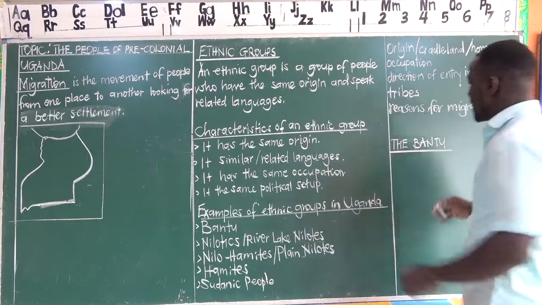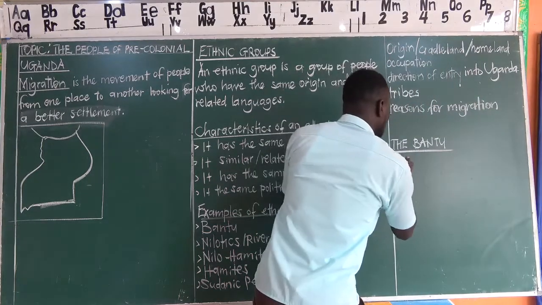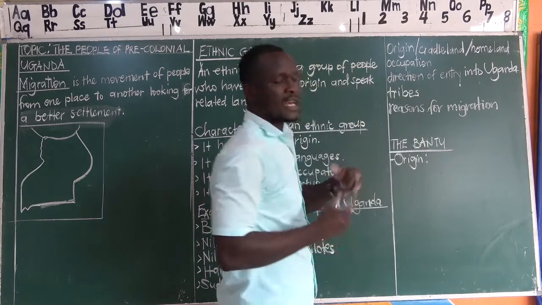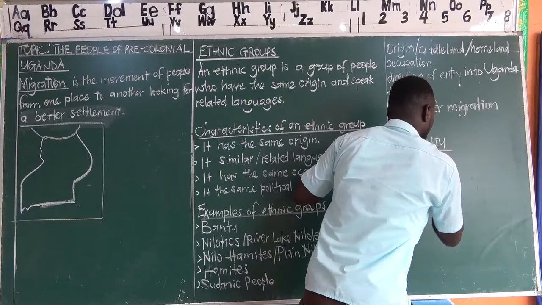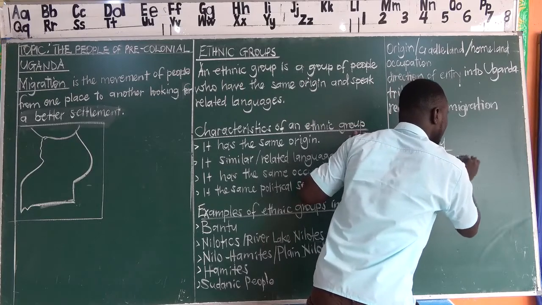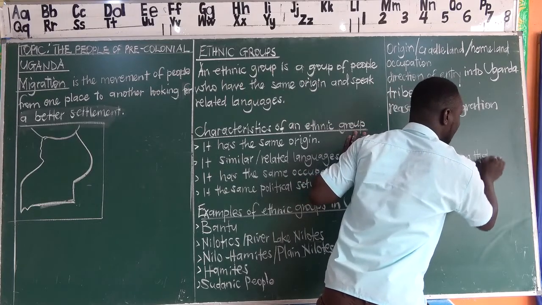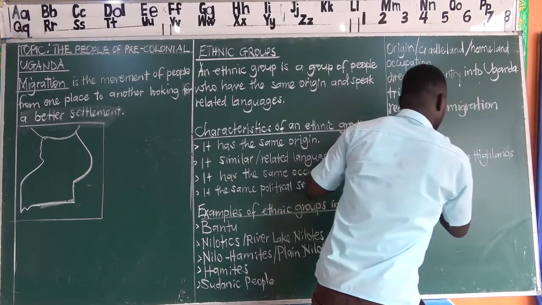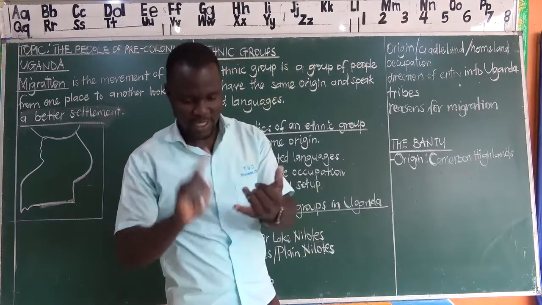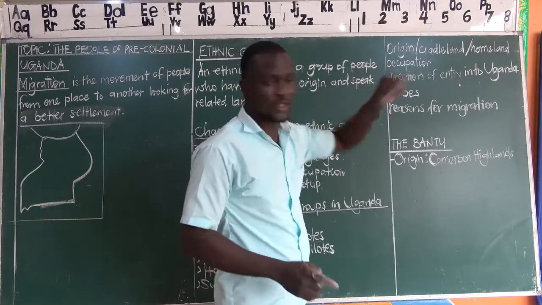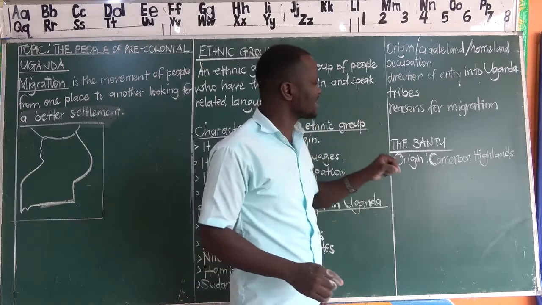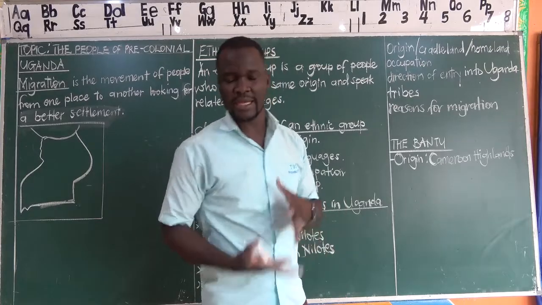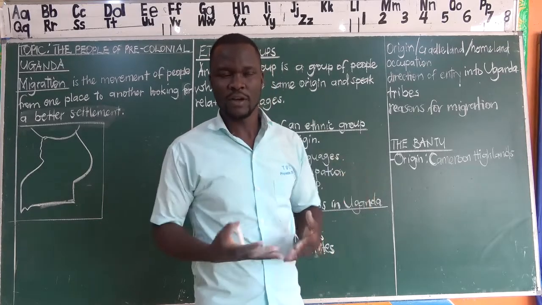So we are going to begin, and we are on the Bantu. So we are saying the Bantu came from, that is now the origin, the Bantu came from the Cameroon Highlands. This is in West Africa. So we have got the origin. Next, occupation. Occupation simply means which was the major work that they were doing. Which activity were they mainly carrying out, for them to survive.